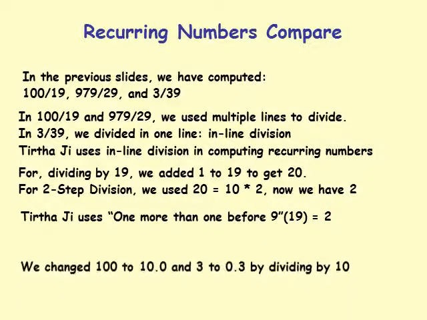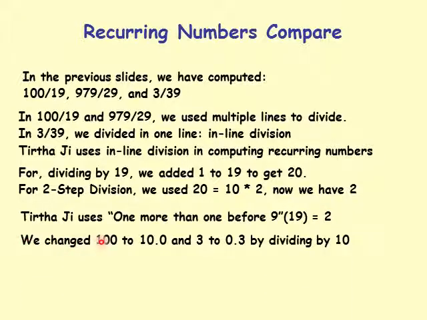Let's continue here. We change 100 to 10.0 and 3 to 0.3 by dividing by 10. So we divided by our first division here, 10. That changes 100 to 10.0 and 3 to 0.3. Okay, and also same thing, 979 to 97.9. Okay, let's continue.